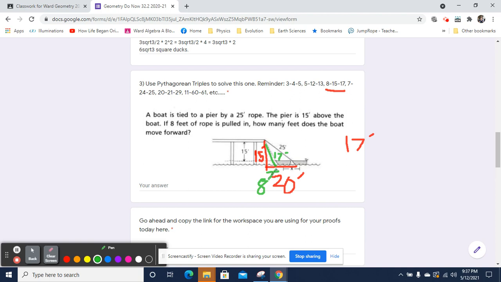So how much did it move forward? It moved from 20 to 8 feet. So it moved 20 minus 8 feet. So 20 feet minus 8 feet equals 12 feet. So that's how much it moved.